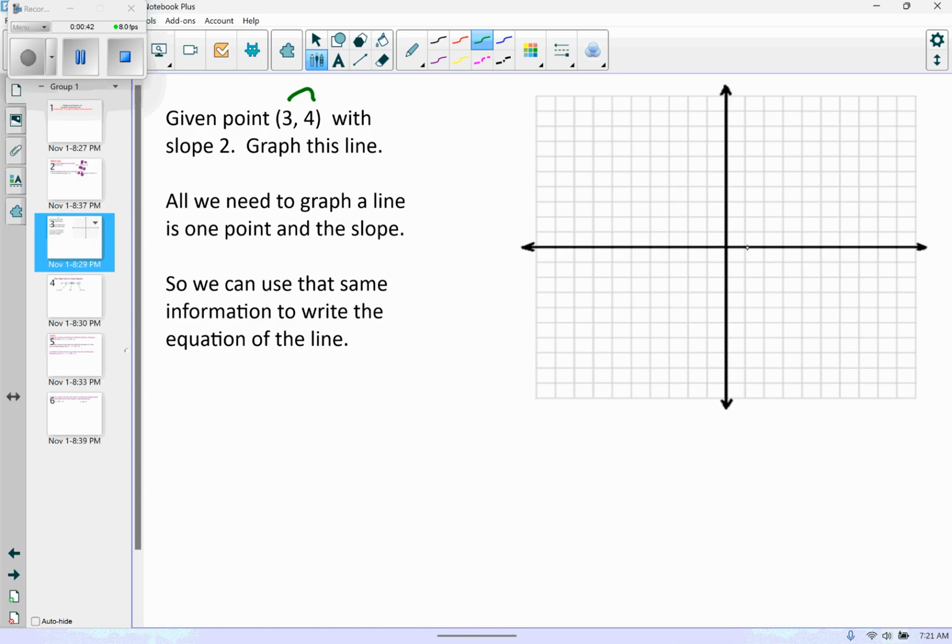So 3 comma 4. So I'm going to go 1, 2, 3 over and up 1, 2, 3, 4. I'm going to put it right up there, that point. And then we have a slope of 2. So slope is equal to 2. Well, I'll make that 2 over 1.